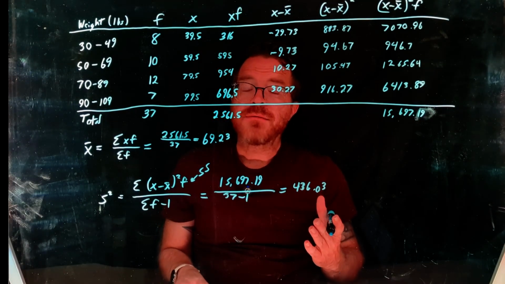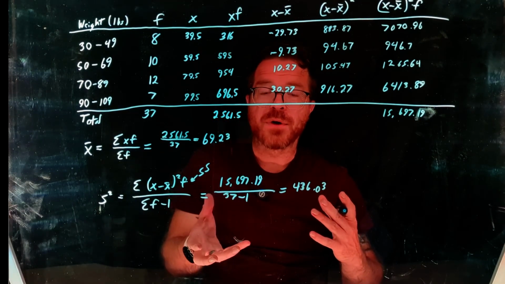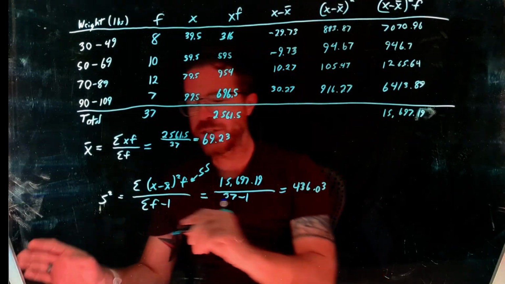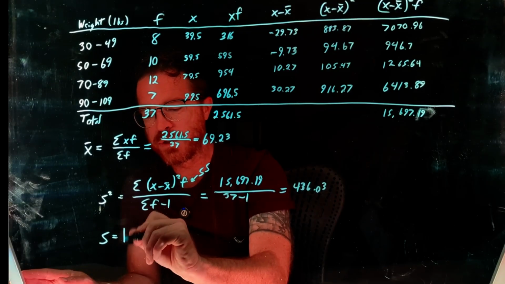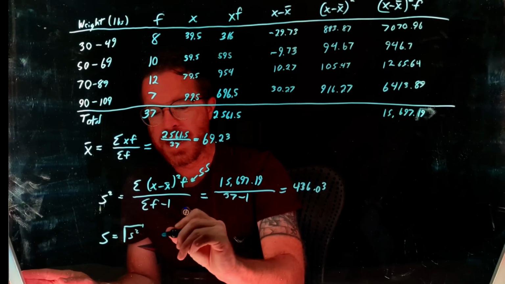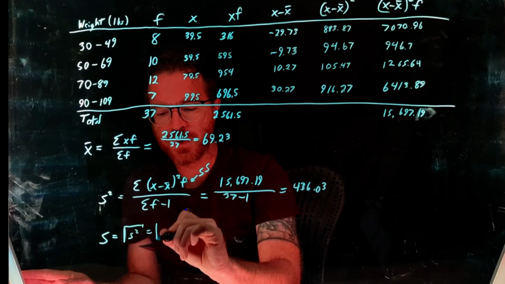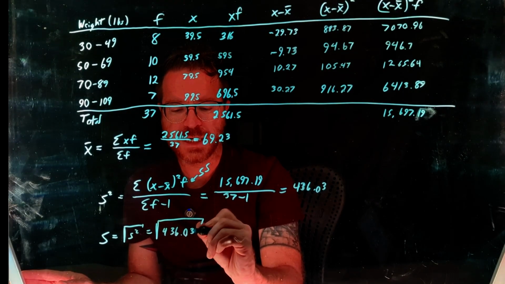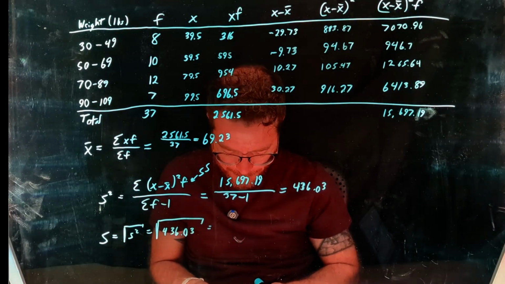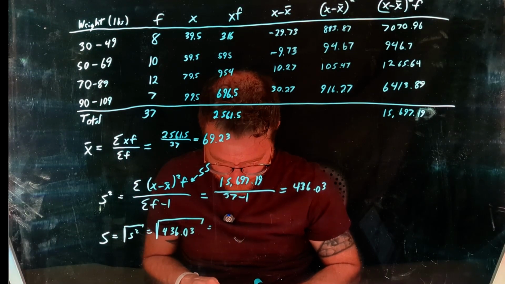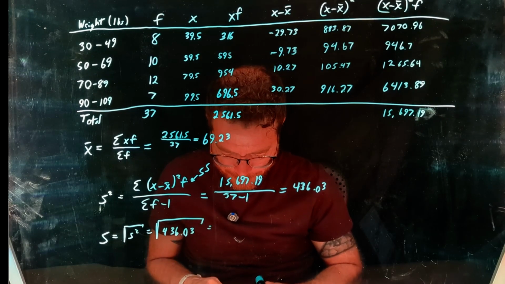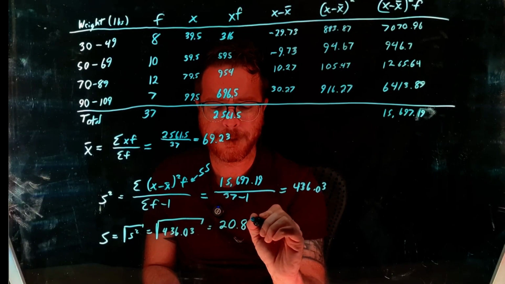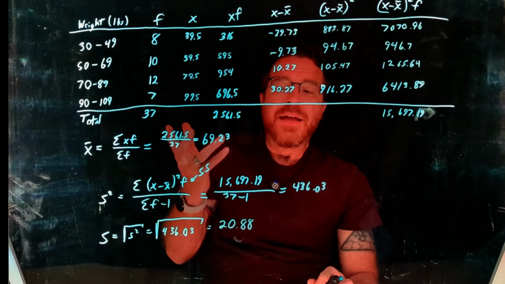Now, if I want my standard deviation, remember, like I told you, you could calculate it using the formula, taking this value divided by 36 and the square root of that, or we could just take s is equal to the square root of s squared, and I'm going to plug this value in. So I'm taking the square root of 436.03, and I'm going to get 20.88. And there you have it.